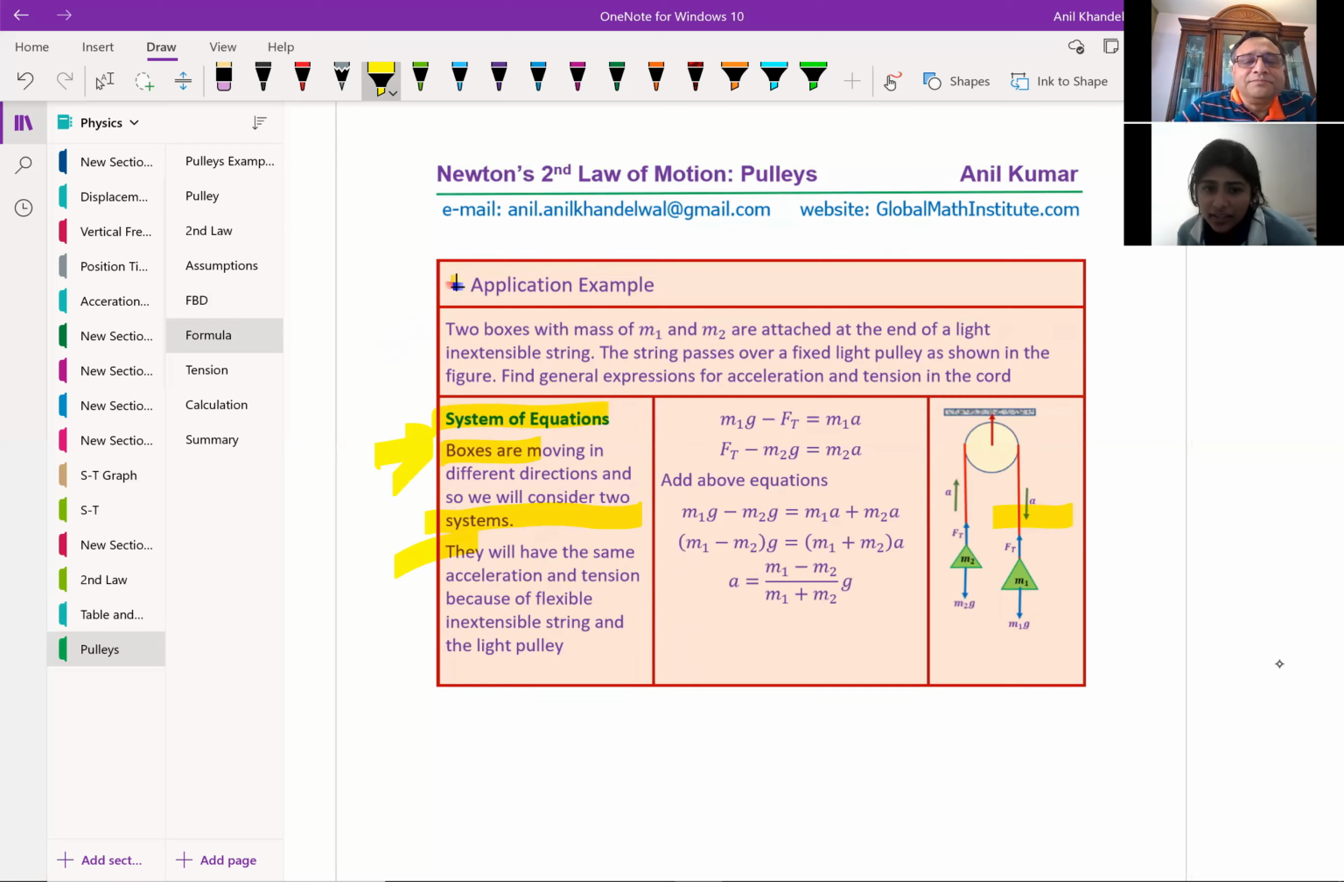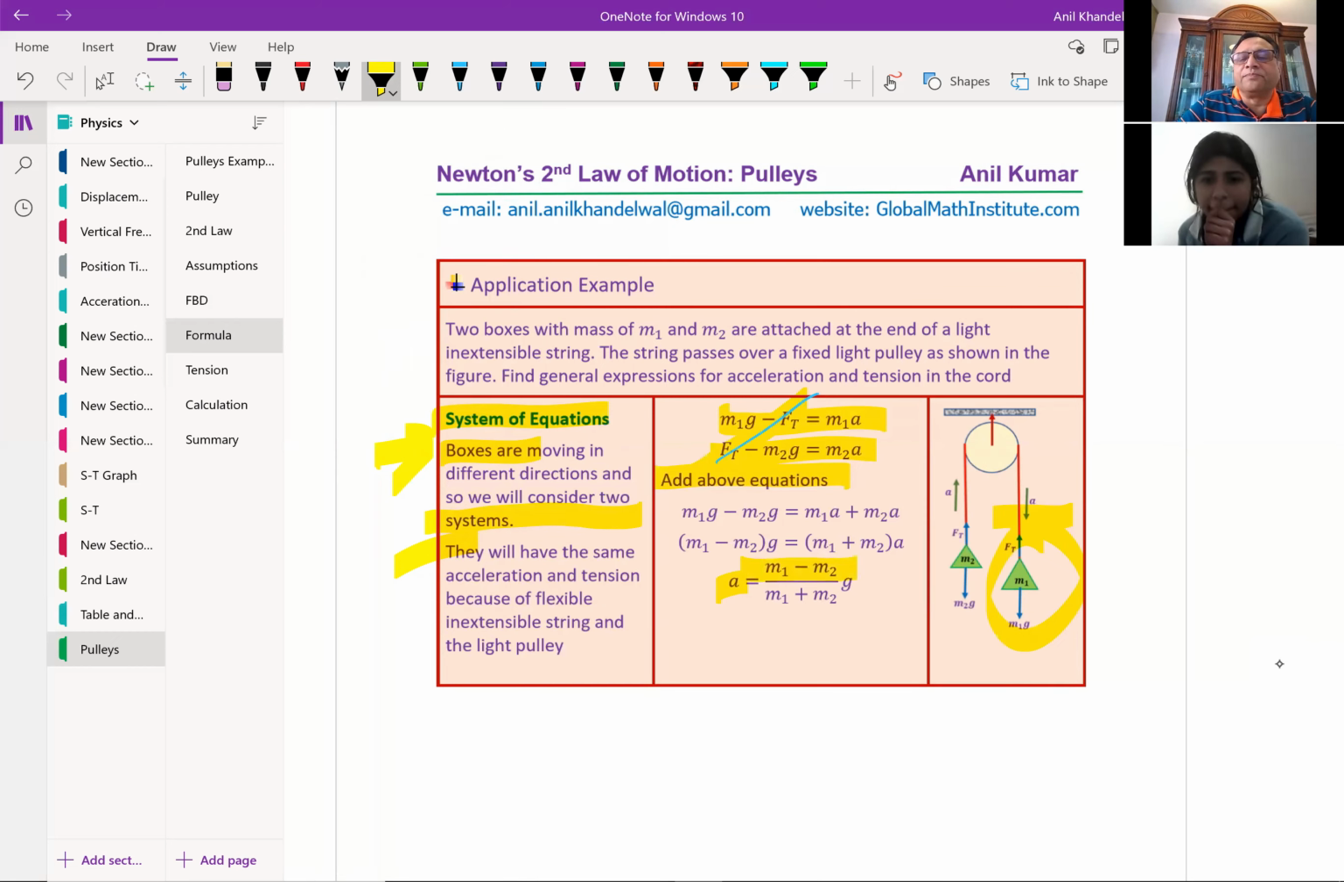They will have the same acceleration and tension because of the flexible, inextensible string and the light pulley. So these are the assumptions we made. Same equations which we discussed earlier on the first system, which is m1g minus the tension Ft equal to m1a. And in the second case, Ft minus m2g is m2a. When we add the above equations, what do we get? The Ft and Ft cancel, correct? So we get m1g minus m2g equals m1a plus m2a, taking g common and a common, and then dividing, we get the expression for acceleration.